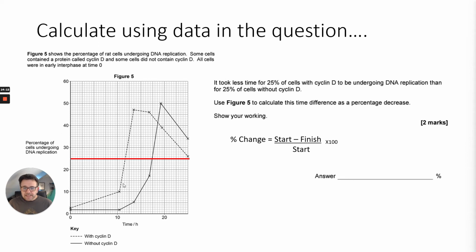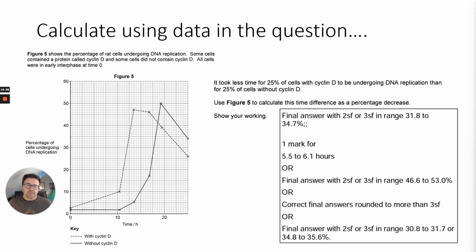So let's have a look at the time. If you look there, that is 11.5, related to the scale. It goes up two small squares, so that is 11.5. And that is 17.5. So the answer would be this.